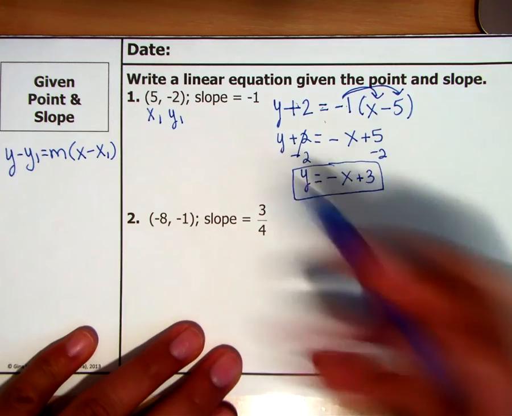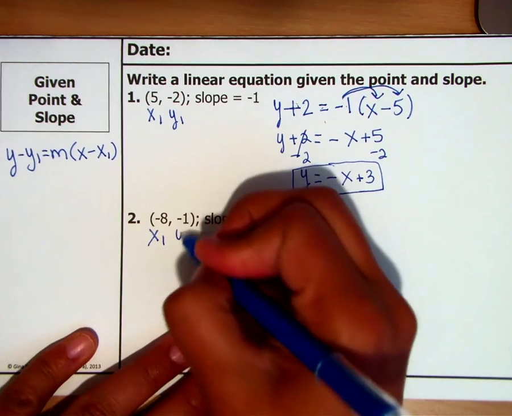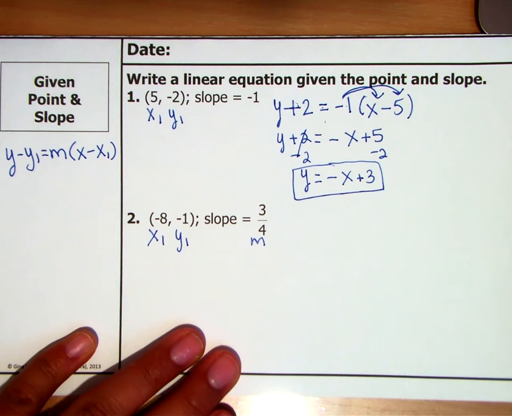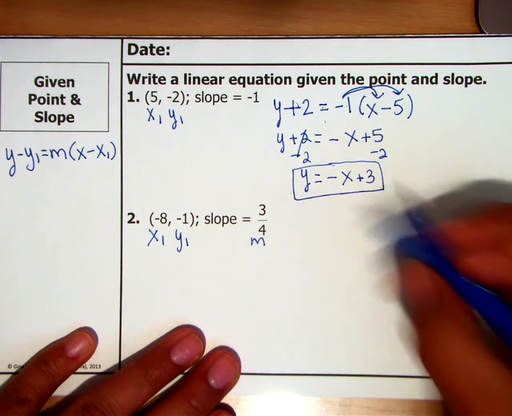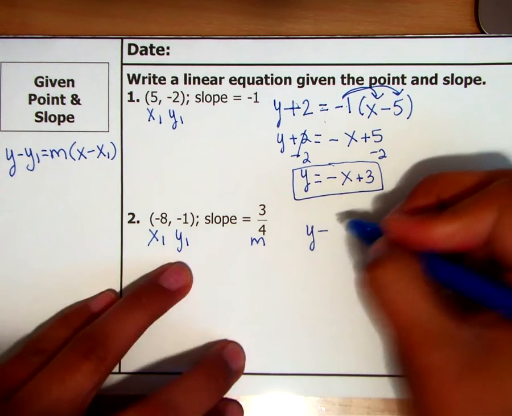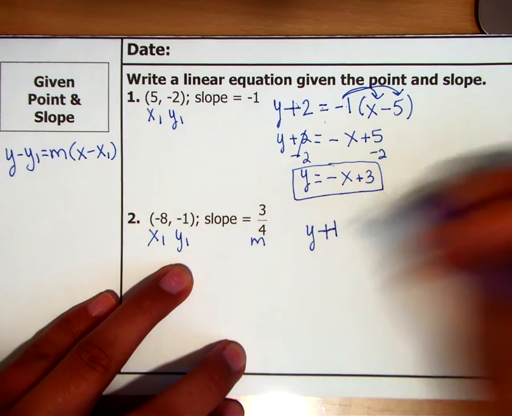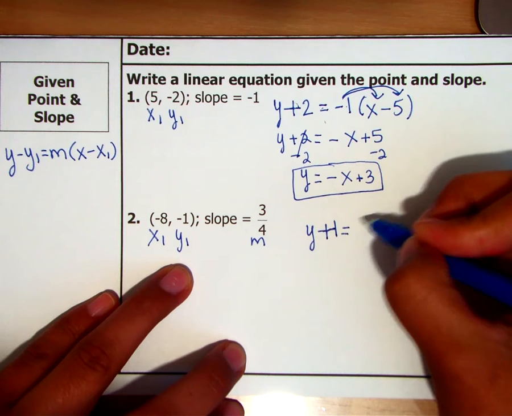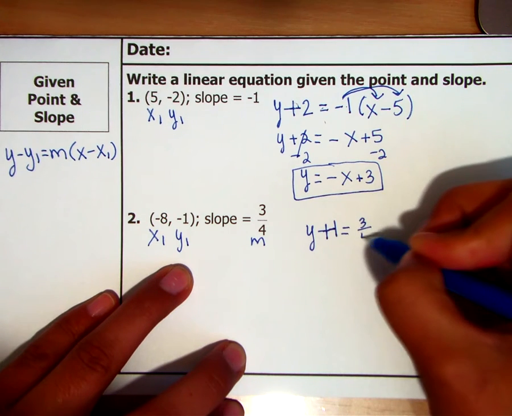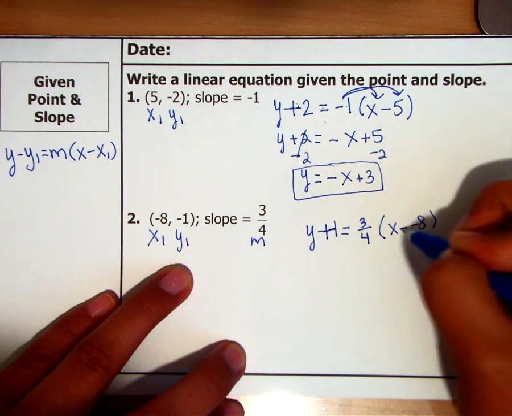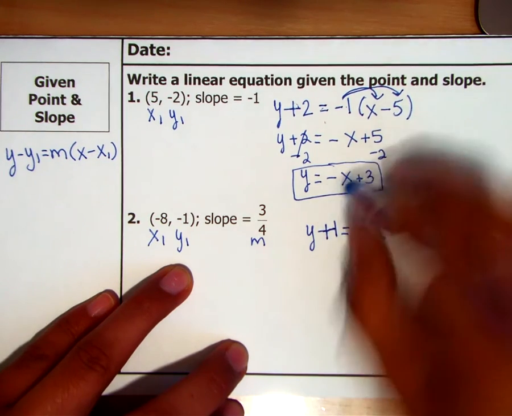So another example, again, this is x1, y1. This is my slope, m. So now I just use my point-slope formula. Y minus y1, which is negative 1, I need to turn it into plus, equals 3 over 4, parentheses x minus negative 8. Minus a negative, you turn into a plus.